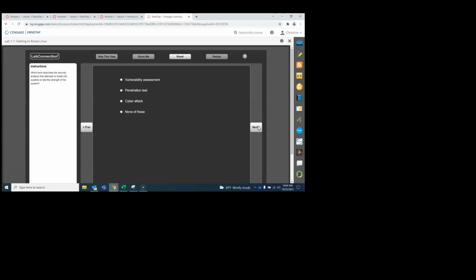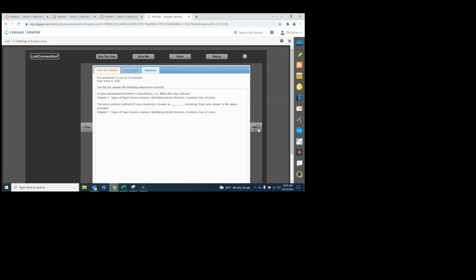I'm not sure I spelled it right, but which term describes security analysis that attempts to break into a system to test the strength of the system? That's penetration testing or pen testing.